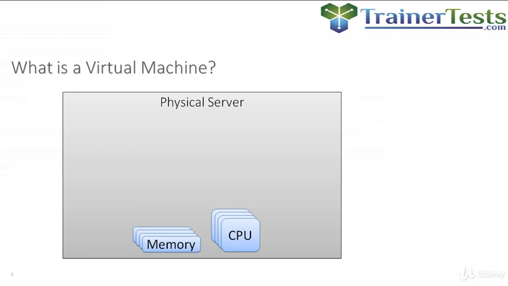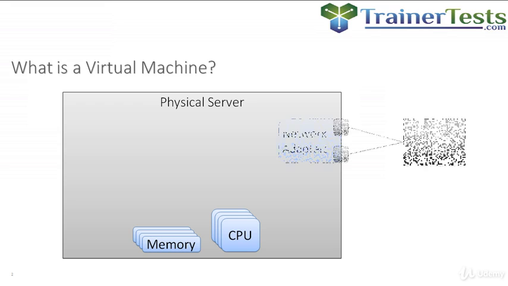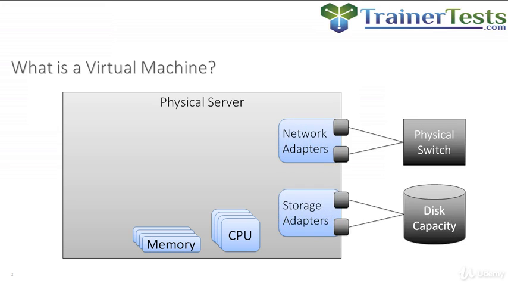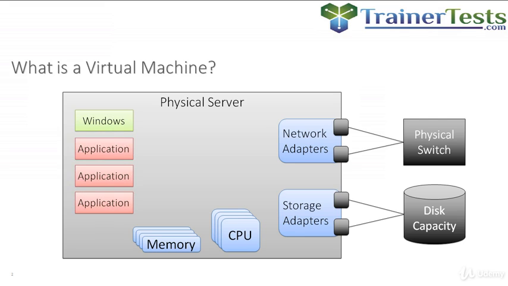So when we purchase a physical server, it comes with memory, CPU. It comes with network interface cards and adapters to connect to the disk capacity of that physical server. So it comes with all that hardware built in, and then we install some operating system. In this case, let's assume it's Windows, and then we can run applications.